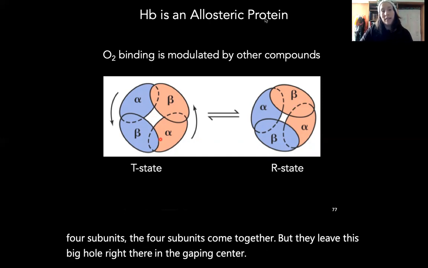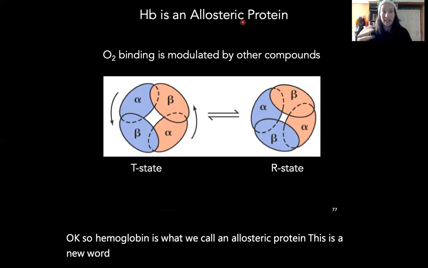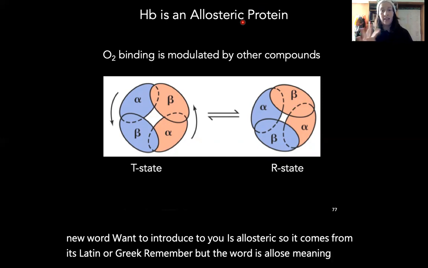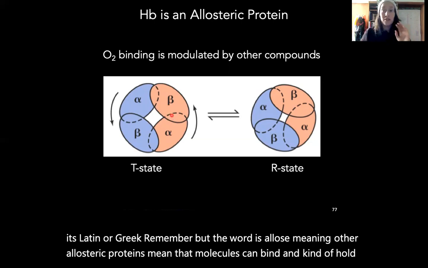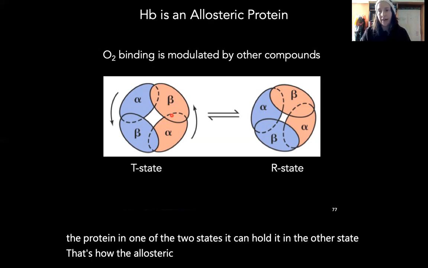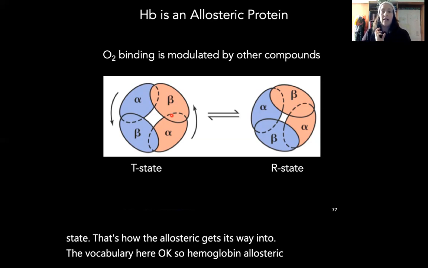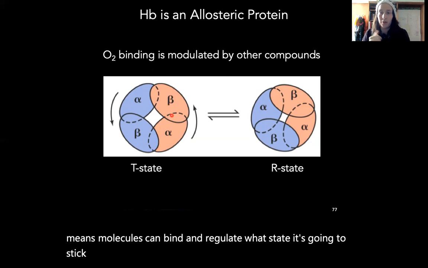Okay, so hemoglobin is what we'll call an allosteric protein. This is a new word I want to introduce to you: allosteric. It comes from Latin or Greek, I don't remember, but the word is allos, meaning other. Allosteric proteins mean that molecules can bind and hold the protein in one of 2 states, or they can hold it in the other state. That's how allosteric gets its way into the vocabulary here. So hemoglobin is an allosteric protein. That means molecules can bind and regulate which of the 2 or multiple states it's going to stick in.